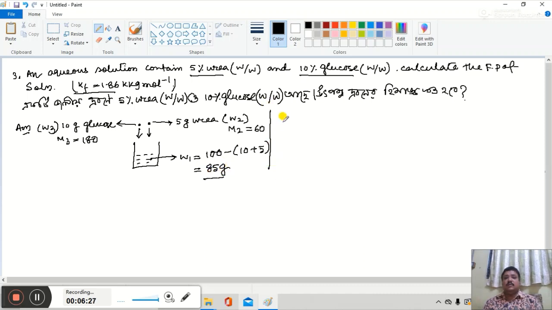Now del Tf is equal to Kf into m for urea plus Kf into m for glucose, is equal to, if we take Kf in common, then Kf into m of urea plus m of glucose.